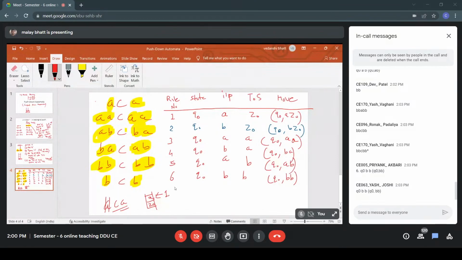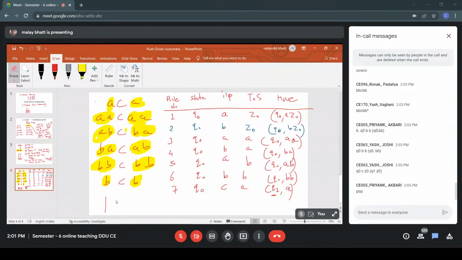So what will I write? I will write rule number 7: Q0, when input is C and top of the stack is A, we'll write Q1, and here A. So can anyone give the reason why we are writing like this?